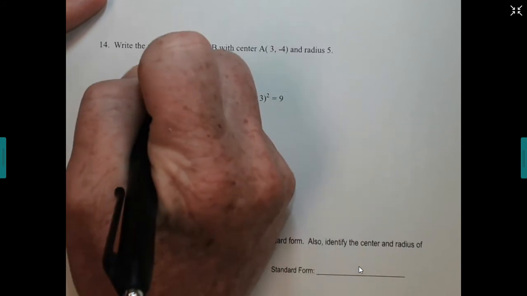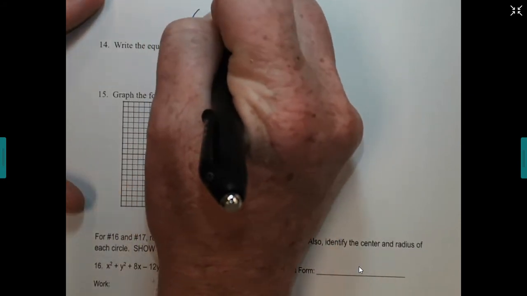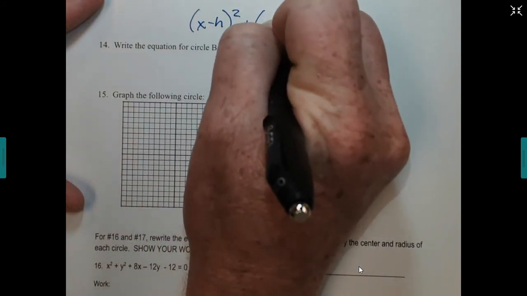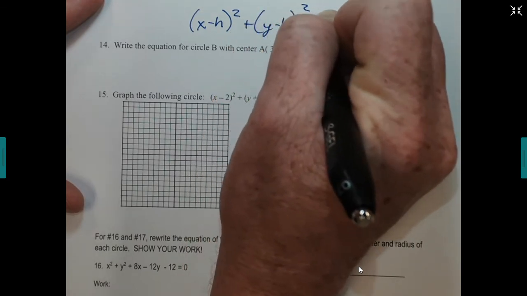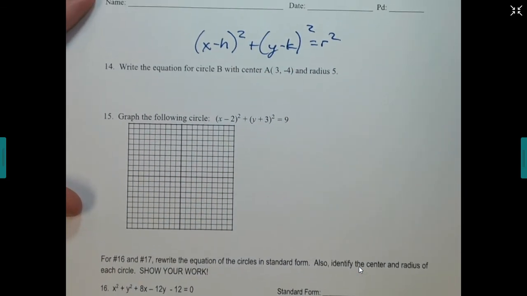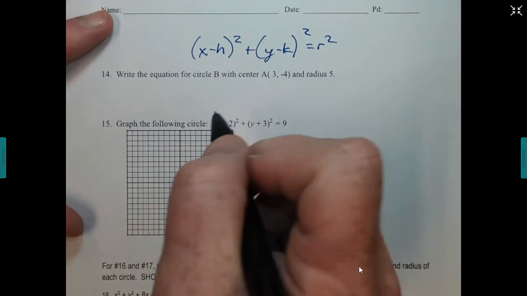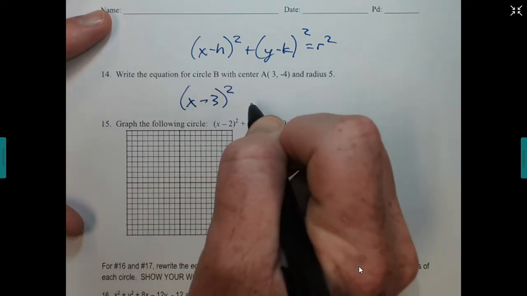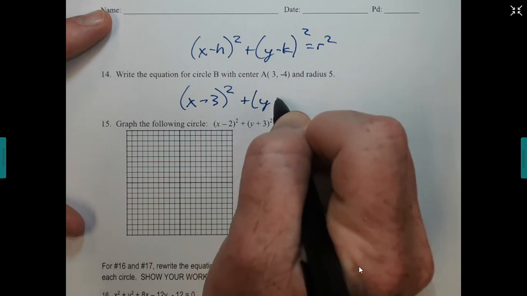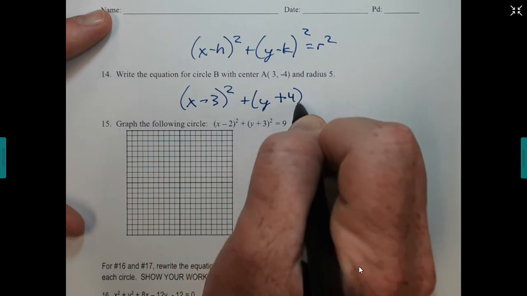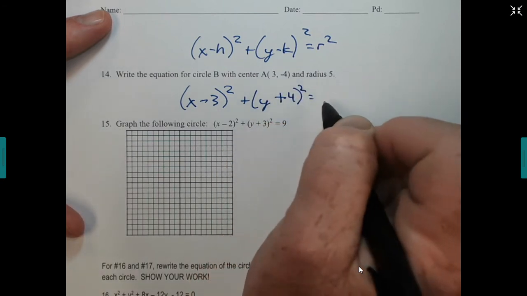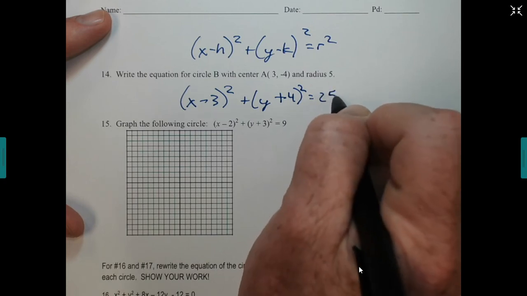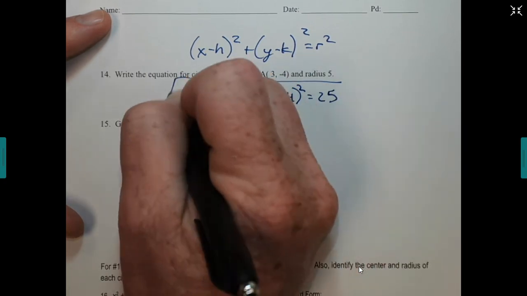So I'm going to use the center. Remember the standard form, x minus h squared plus y minus k squared equals the radius squared. That's what our standard form should look like. So we plug in the center. X minus 3 squared plus y minus a negative 4 squared equals the radius squared. 5 squared is 25. Whoops, that's my answer.